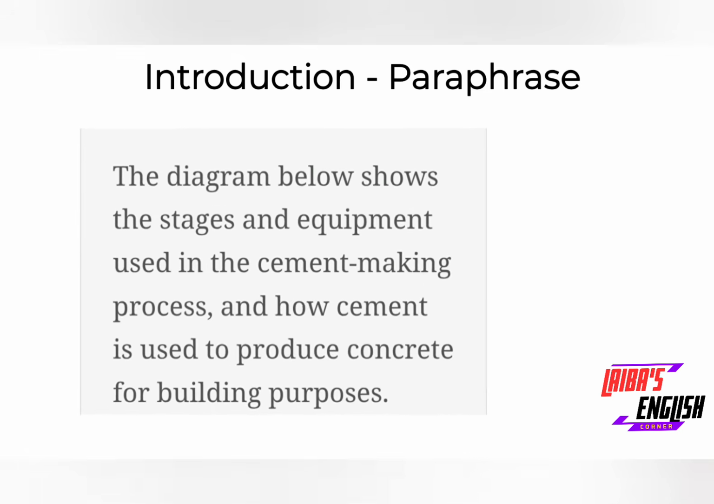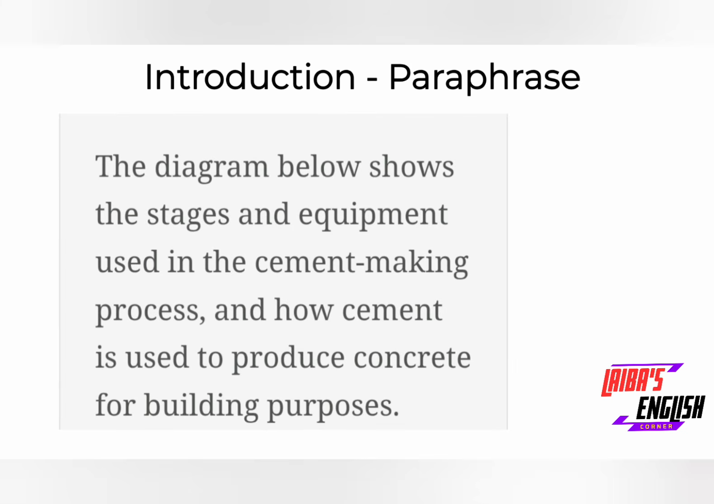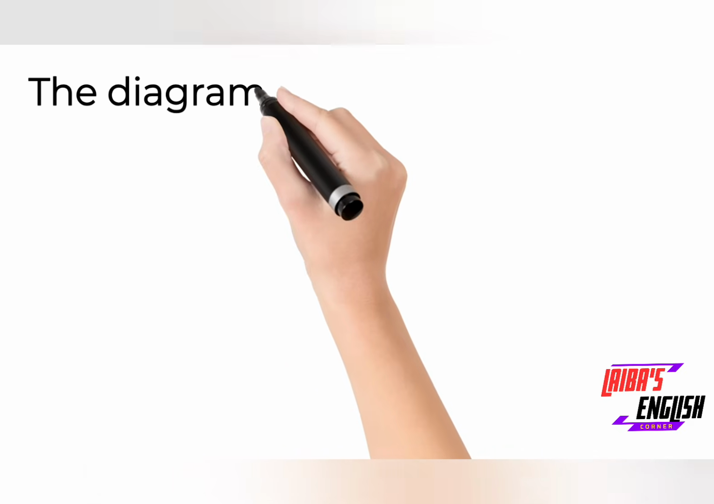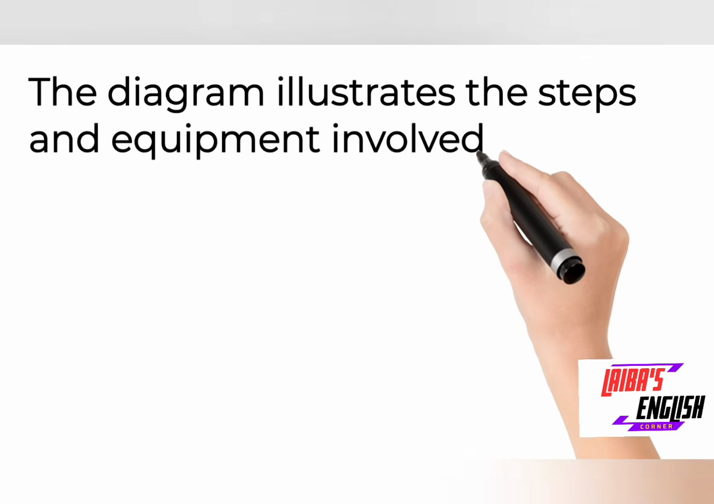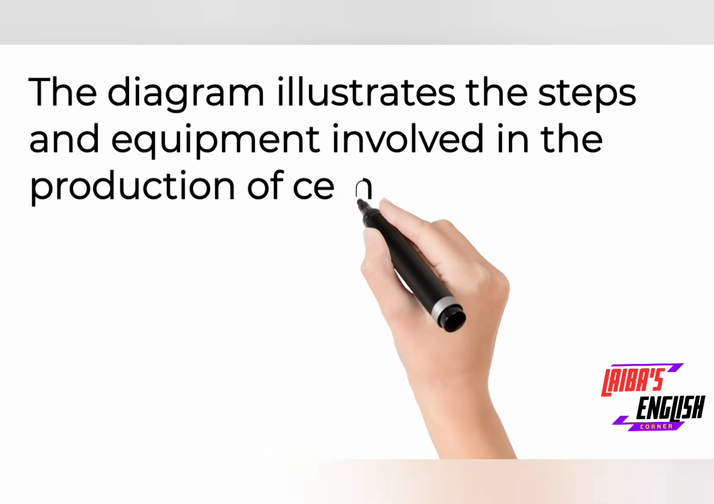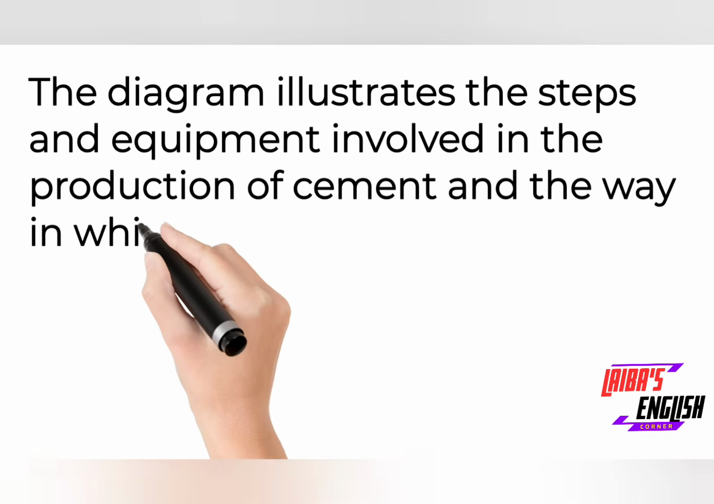Now we are going to write the introduction. In the introduction, I told you we just have to paraphrase. So the lines that are given are: the diagram below shows the stages and equipment used in the cement making process and how cement is used to produce concrete for building purposes. Now the word diagram would stay as diagram. We cannot paraphrase it. We cannot write pie chart or bar chart instead of diagram. It would definitely be wrong because a diagram is a diagram. So the diagram shows, and instead of the word shows, we can write illustrates or explains.